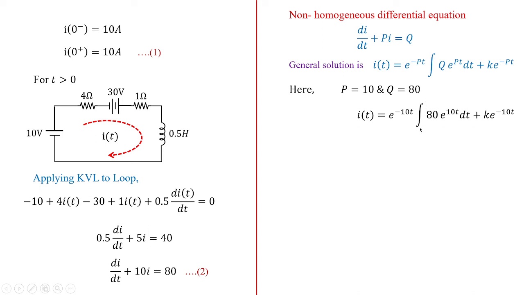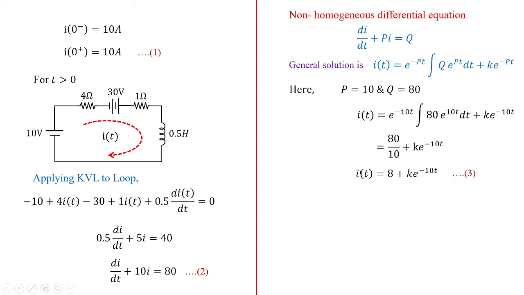times the integral of q, which is 80, times e to the power of pt, that is 10, dt, plus K e to the power of minus 10t. Now I'm applying the integral to this lower part of the equation. So 80 times e to the power of 10t dt gives e to the power of 10t by 10. The e to the power of positive 10t and e to the power of minus 10t cancel out, and the denominator value is 10. So I'm going to get 80 by 10 plus K e to the power of minus 10t.